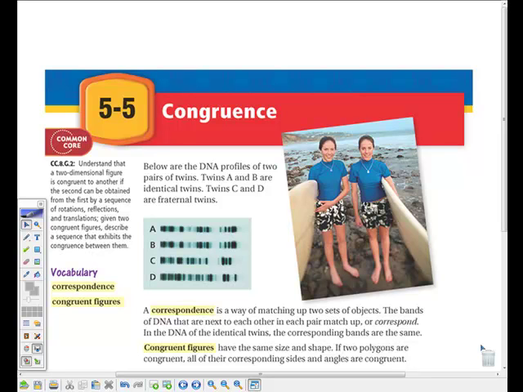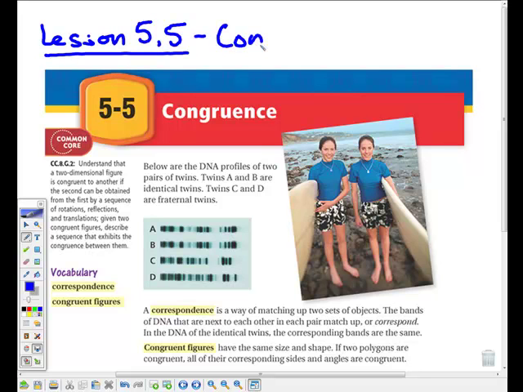Here are your video notes for lesson 5.5, which is on congruence. And this is a page right out of your book, so you can see lesson 5.5 is on congruence.